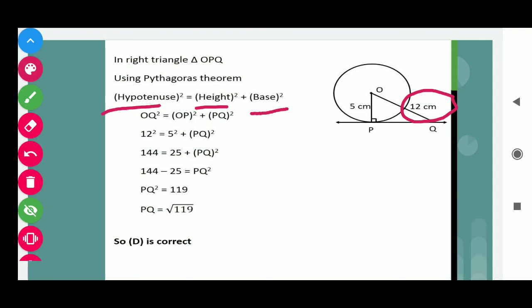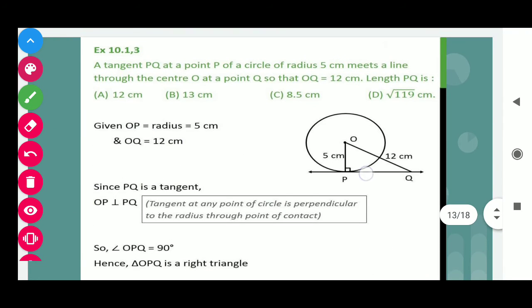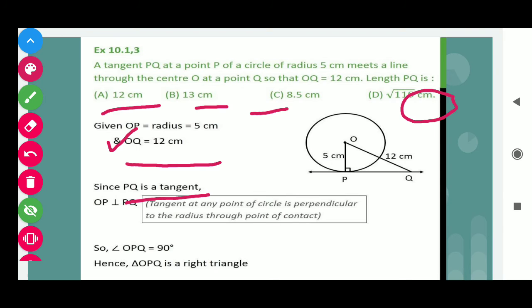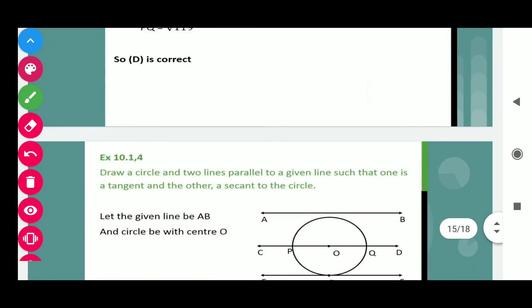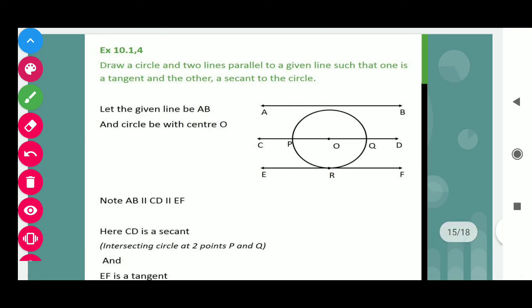Similarly, PQ remains as it is because we need to determine PQ. So square of 12 is 144. In this way, 25 taken to the left hand side, we get PQ square is equal to 119. So PQ is equal to under root 119. In this way, you can see here that we have 4 options. So students, option D is correct. Now here we have the next question, question number 4.